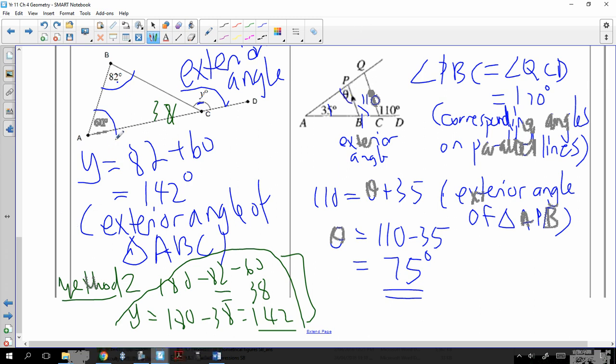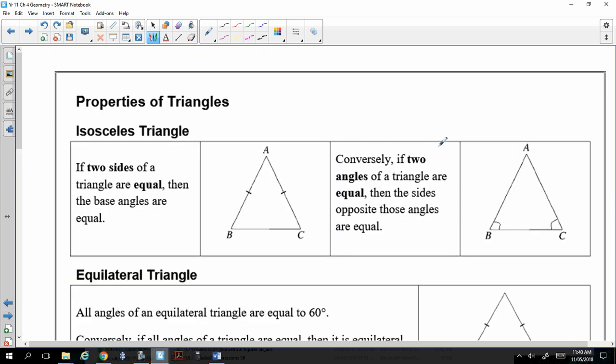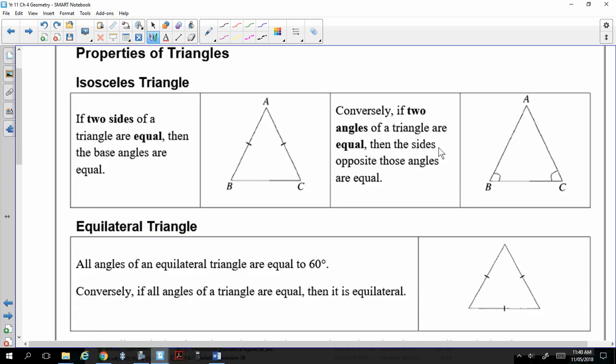Okay, we're going to look at two special triangles called the isosceles and the equilateral. What's an isosceles triangle? If two sides are equal, we say the base angles are equal, right? So the isosceles triangle has two sides equal, and because it has two sides equal, it has two angles equal. Conversely, if two angles are equal, then the two sides are equal. So it works both ways. So when a question asks you to prove it is an isosceles triangle, prove that the two angles on the base are equal.